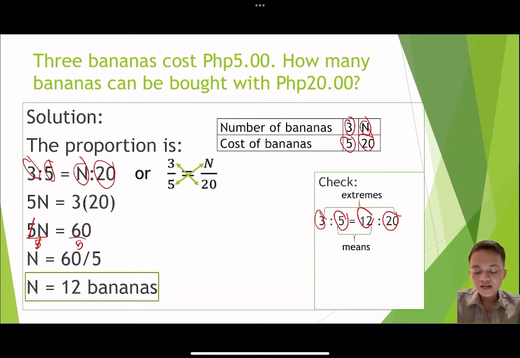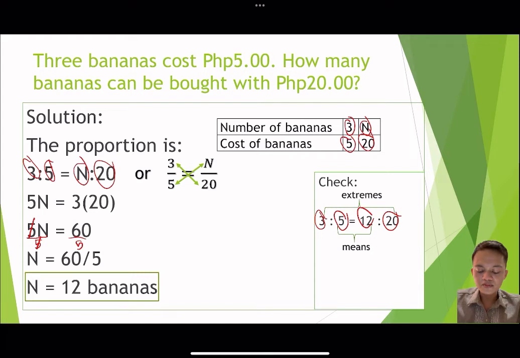Example number 3. Lorna earns 10,000 a month. How much does she earn in 2 years? So, madali lang ito. Kasi, kumikita daw si Lorna ng 10,000 per month, magkano daw yung kanyang kikitain in 2 years?